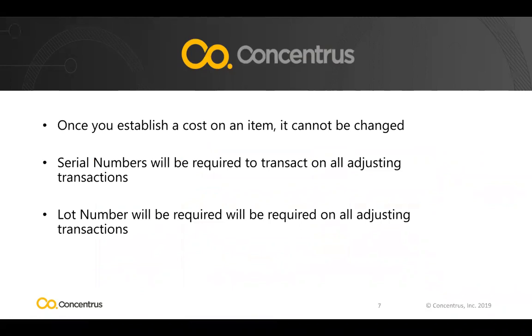There's something, if you do start with a non-inventory item, NetSuite does allow you to turn it into an inventory item, but once you select the costing method, it's a one-way street. Serial numbers and lot numbers are both required for every transaction that results in an adjusting entry. So when you're doing a receipt of goods or inventory moves within NetSuite, it does require you to select the serial numbers or lot numbers associated with those items. Just keep that in mind.